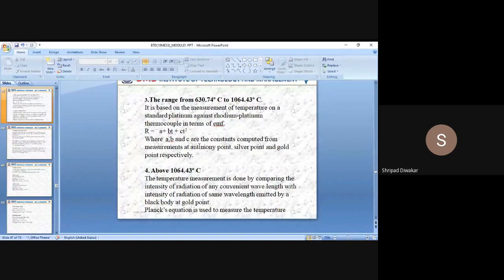Okay, you see, the range from 630.74 degrees Celsius to 1064 degrees Celsius. The antimony point, which is adopted in the International Temperature Scale, is used as a standard point to measure the temperature in the range of 630.74 degrees Celsius to 1064 degrees Celsius.